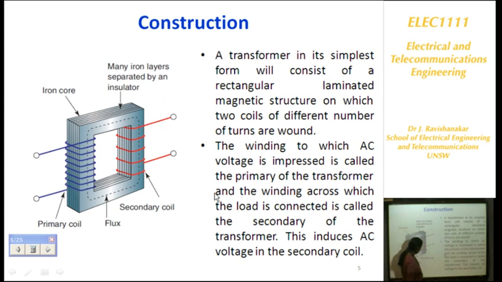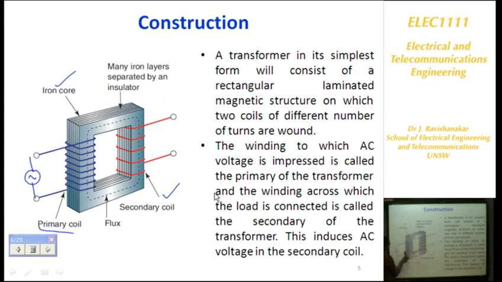So basically, what is a transformer and what is the construction of a transformer? What are the main parts in a transformer? The transformer consists of an iron core. So we have an iron core here, and there are two windings placed. We need a minimum of two coils for transformer action to take place. The coil to which you apply the AC voltage is called the primary coil, and the coil in which the voltage is induced is called the secondary coil. So there are two coils, primary and secondary. They are wound around the same iron core.